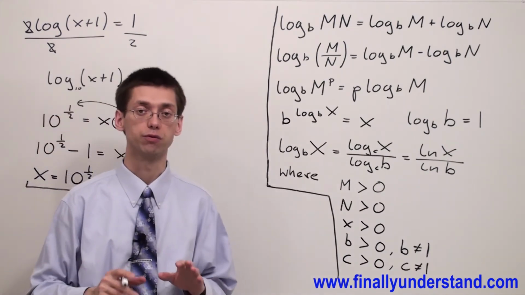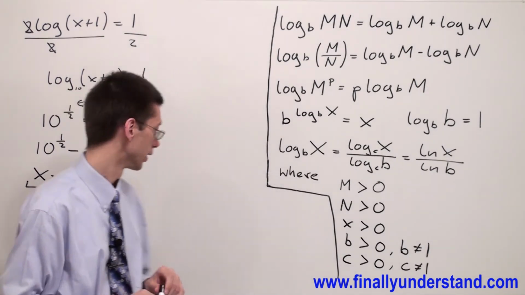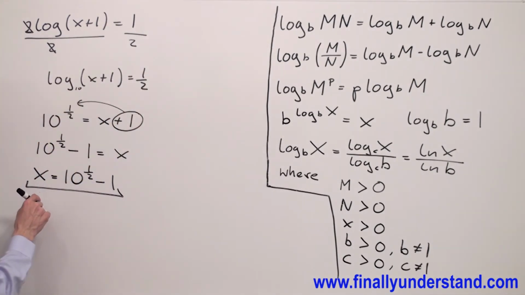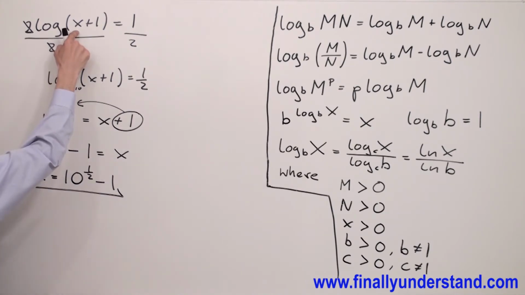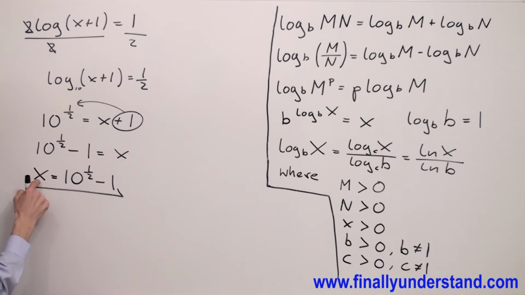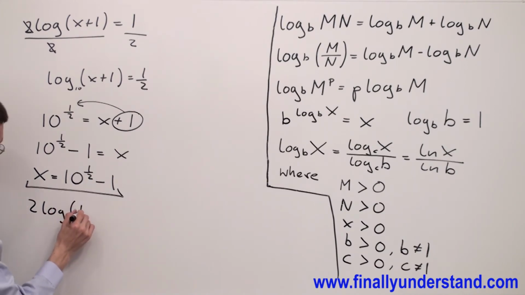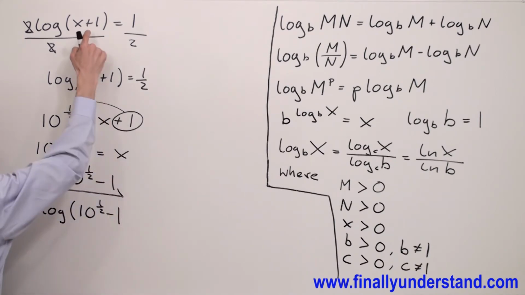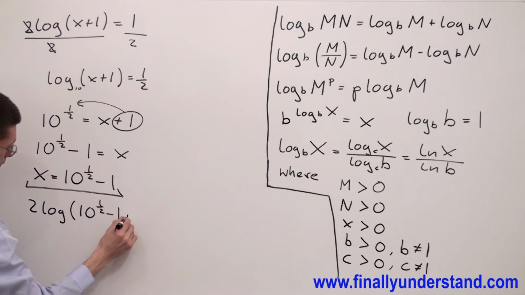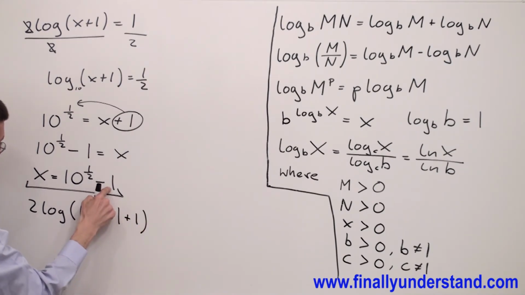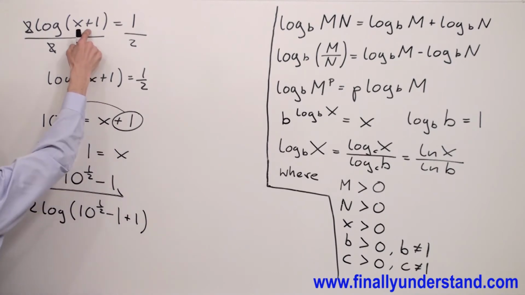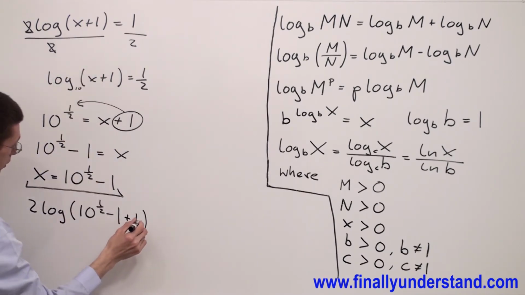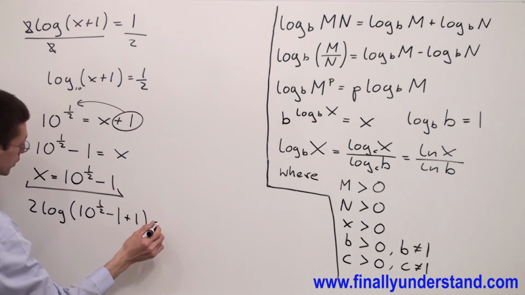Next, we're supposed to verify that this is the correct answer. So what we're supposed to do is replace this x in the original equation by this value. I'm going to have 2 log, and instead of x I have to write 10 to the power 1/2 minus 1 plus 1. Minus 1 is from here and plus 1 is from here. I have this logarithm equals 1.